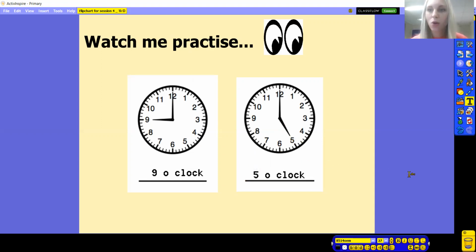Okay, now what I would like you to do is to pause the video to have a go at doing your red task. When you finish your red task, unpause, and then we can carry on.